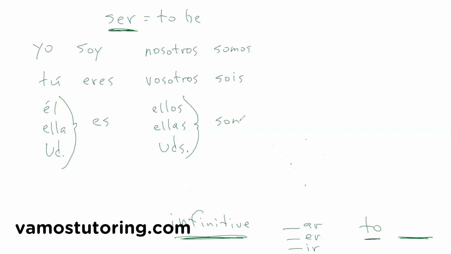Ustedes son. Great. So that is conjugating the verb ser, our first verb, very common verb, in the present tense.